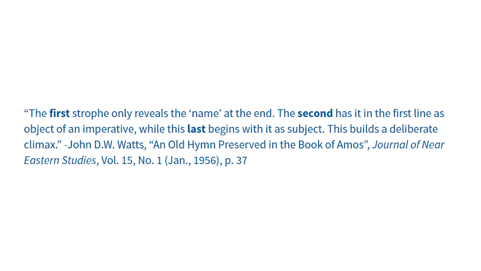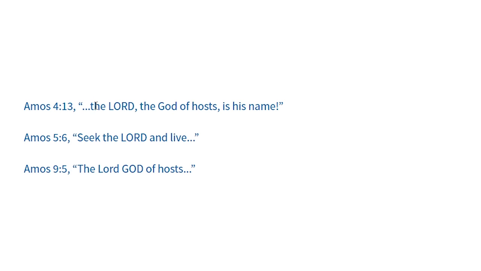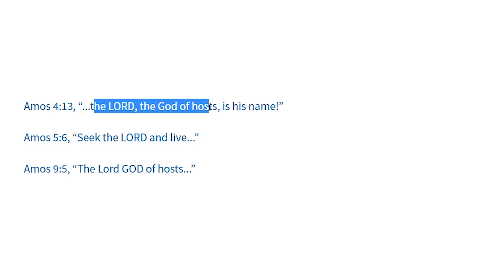Now we talked about the divine name beginning the hymn fragment in chapter 9 of Amos, and Watts comments very insightfully on that as well. He says the first strophe only reveals the name at the end. The second has it in the first line as an object of an imperative, while this last begins with it as subject. This builds a deliberate climax. And so this is what Watts is talking about. Our third actual hymn fragment starts with the Lord God of hosts. Amos 5 does as well, but there it's the object of an imperative. It's not the subject. And then we started in Amos chapter 4, where the Lord, the God of hosts, is his name. So the divine name starts as a refrain, and then secondly, it's used as the object of an imperative. And then in the last hymn fragment, it's the subject itself and the refrain. So it builds towards a climax. There is some masterful composition at work here in the book of Amos.